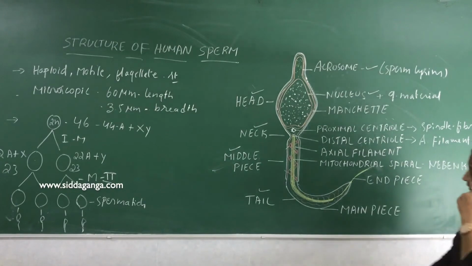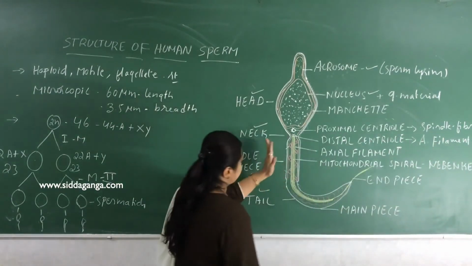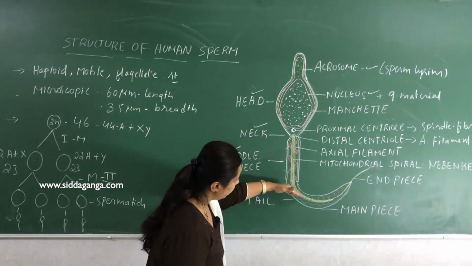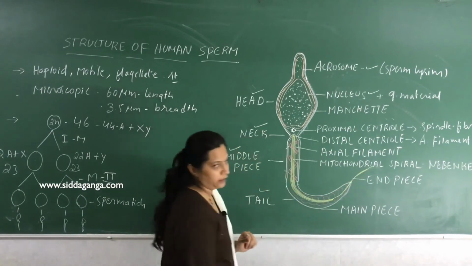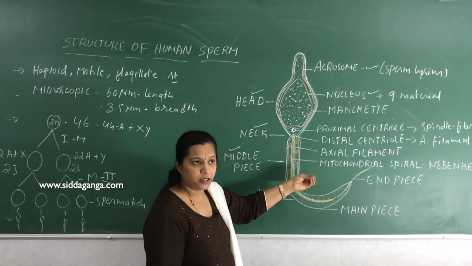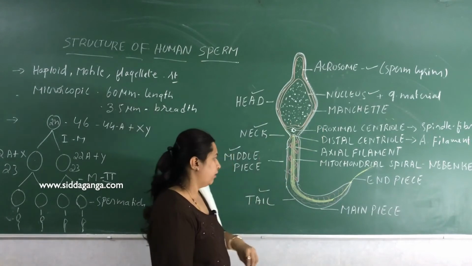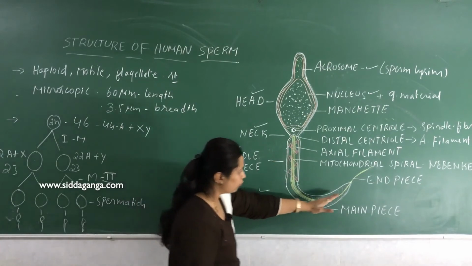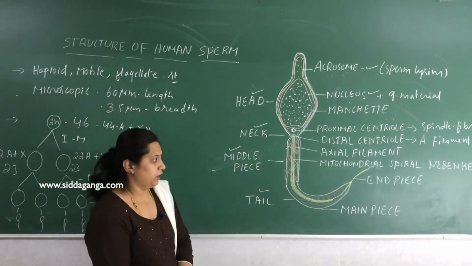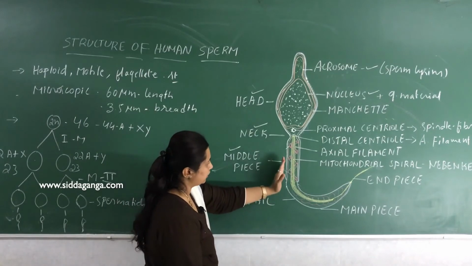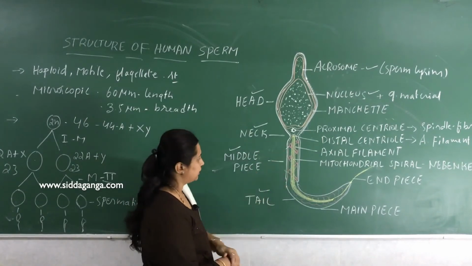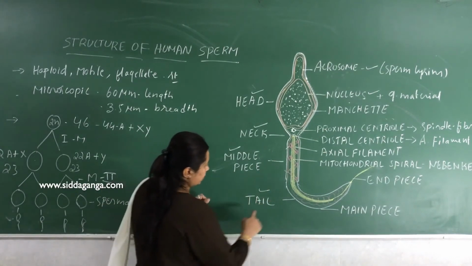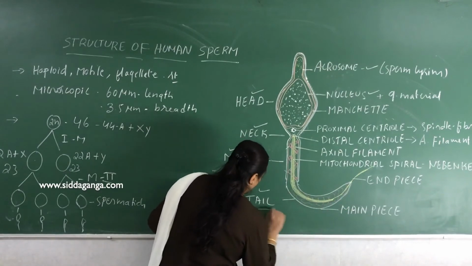Okay. This middle piece is also called the energy chamber. Why? Because the mitochondria provide energy for the movement of the tail, so that it helps in sperm motility, so that the sperm can reach the site of fertilization. So what is the function of mitochondria here? It provides energy for the movement of the tail, which helps in sperm motility. So that's why the middle piece is called the energy chamber. Then after the middle piece, the next portion, the longest portion of the sperm, is called the tail.